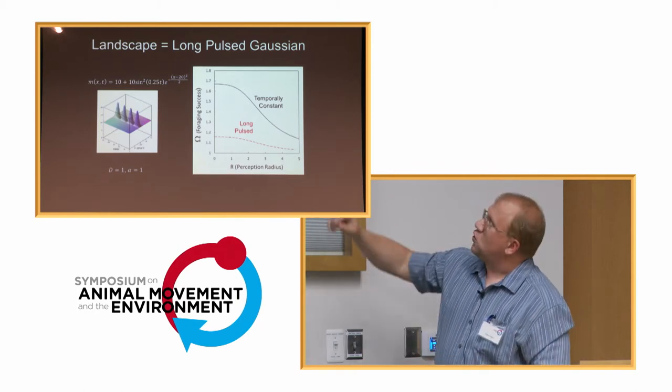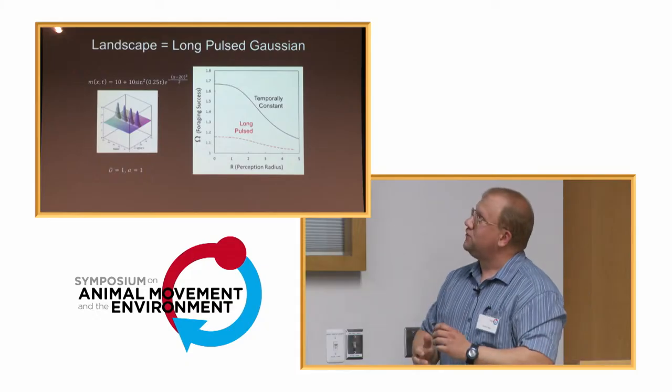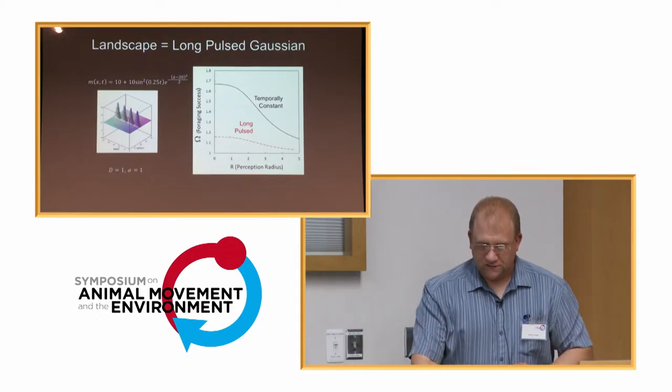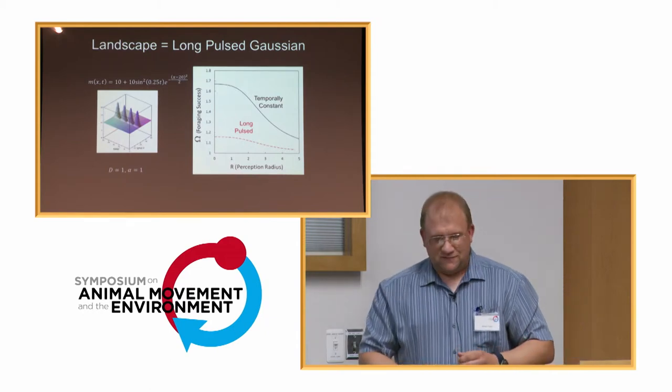And you can see the corresponding result from our model in terms of how omega depends upon the perception radius: basically that pulse just confuses things. And omega now is shifted smaller, but it doesn't change the fact that you still want to move based only on local information. You don't want to gather information from beyond; just base your movements on the local information only. All right, so that's a pretty simple kind of temporal variation.